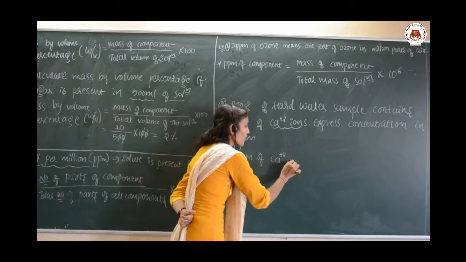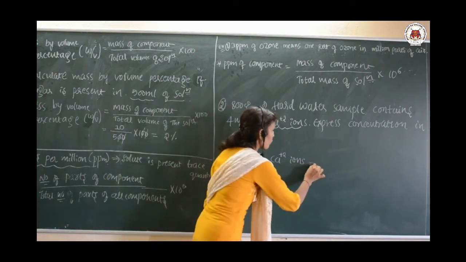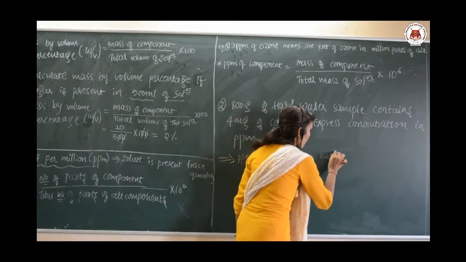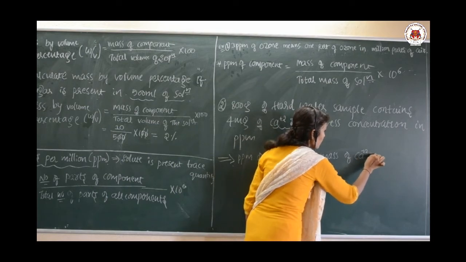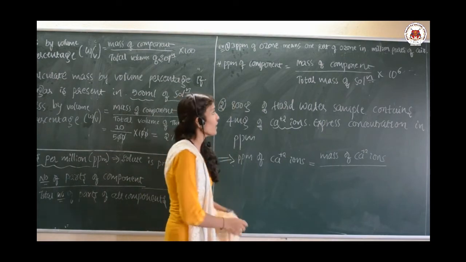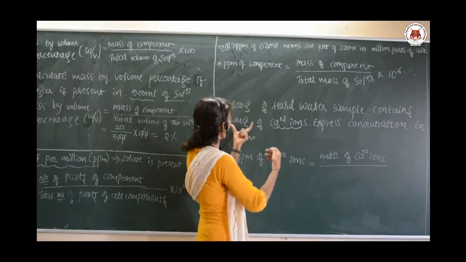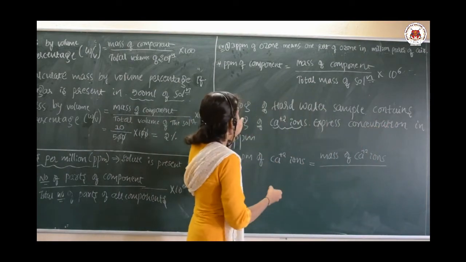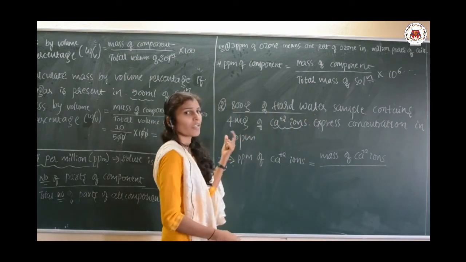ppm of Ca plus 2 ions is equal to, we have the formula, mass of the component, that is mass of Ca plus 2 ions, divided by, what is it divided by? Total mass of the solution. Here the total mass of the solution they have given: the sample contains 800 gram of hard water, it means the total mass of the solution is 800.